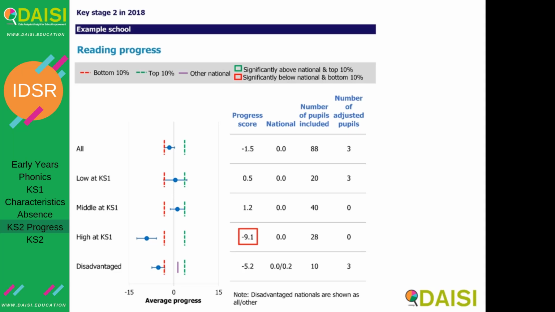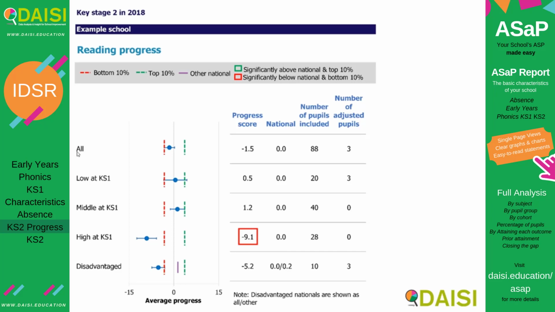So now we've seen how progress is calculated. How is it actually used in the IDSR? Well, here's an example for reading. You can see that we have got all pupils, your low, middle and high priority attainers. So we're talking about average point score. So your middle priority attainers are those with an average point score between 12 and 17.99. So your low priority attainers will therefore be below 12, your high priority attainers 18 and above.